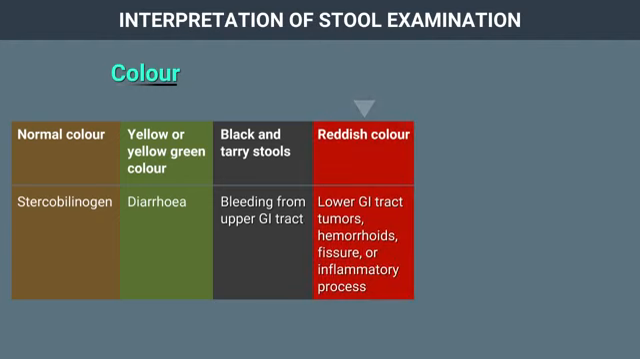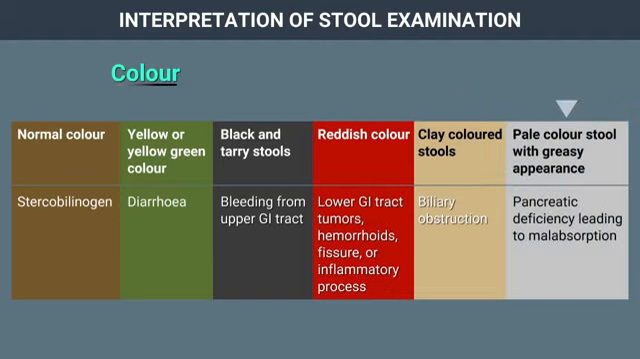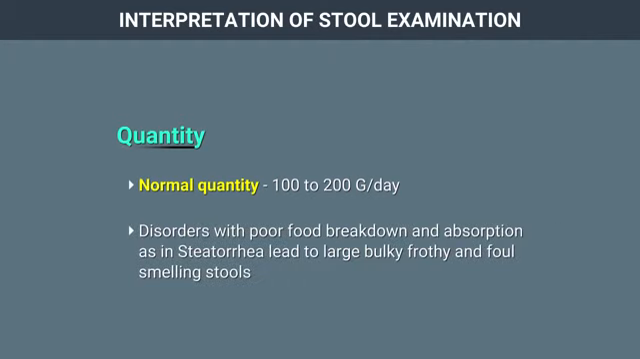Reddish color is seen in case of lower GI tract tumors, hemorrhoids, fissure or inflammatory process. Clay-colored stools are due to biliary obstruction. Pale-colored stools with greasy appearance are due to pancreatic deficiency leading to malabsorption. Quantity of stool. Normal quantity is approximately 100 to 200 grams per day. Disorders with poor food breakdown and absorption, as in steatorrhea, lead to large, bulky, frothy and foul-smelling stools.